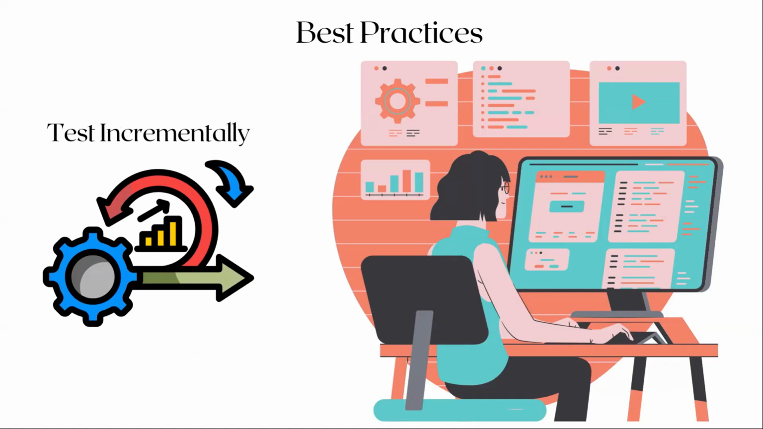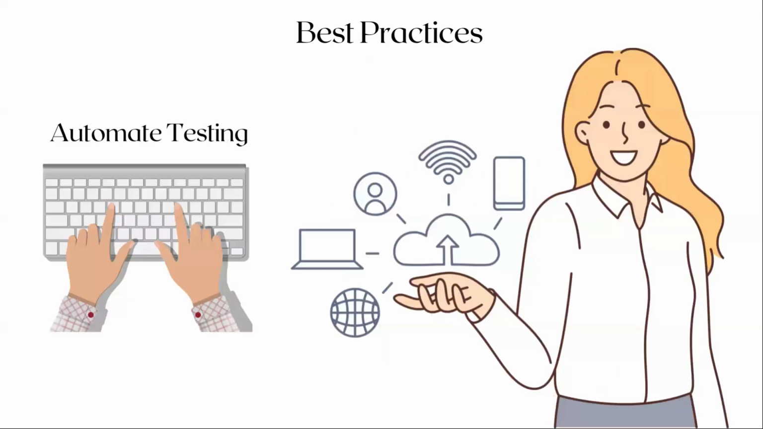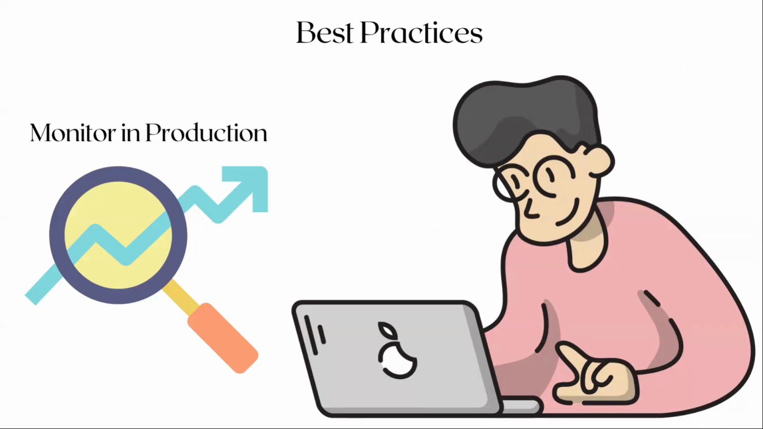Best practices in performance testing. Start early. Don't wait until the last minute. Performance testing should be part of your regular testing cycle. Test incrementally. Begin with smaller loads and gradually increase. Automate testing. Use automation to repeat tests regularly and catch regression early. Monitor in production. Real data traffic can reveal new issues.